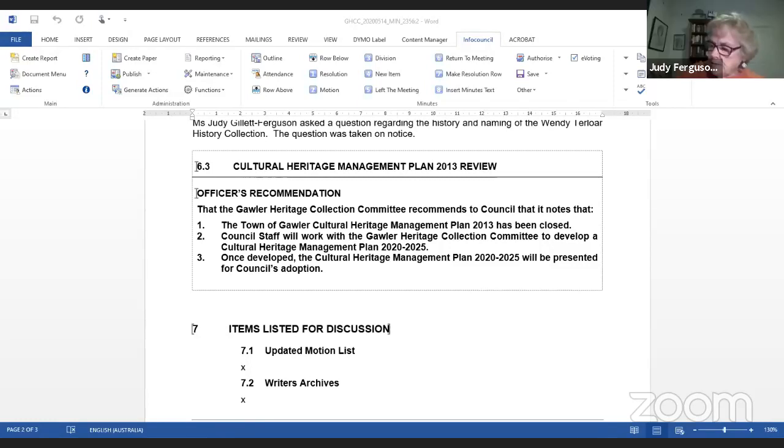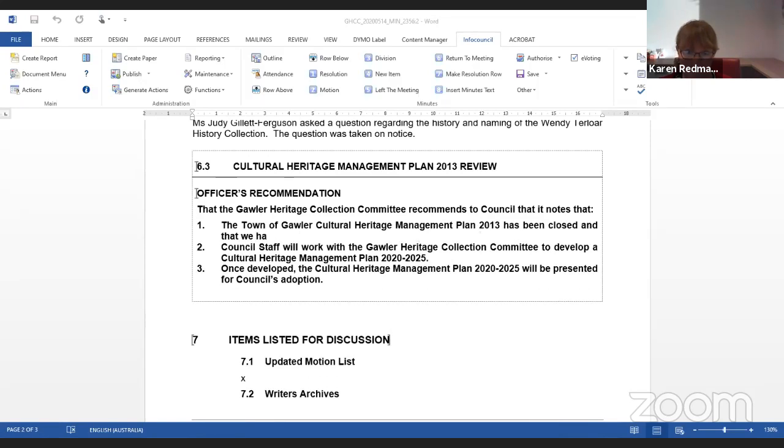Just if I can paraphrase you, Karen, point 1 there, would you just delete "has been closed" and put "be reviewed"? I think the Town of Gawler Plan 2013 review be noted. Just noted, not reviewed. Just noted. Okay, has been reviewed. That's your suggestion, and that we have a site visit. I think there needs to be a point 4, site visit. Okay. Any further discussion? Anyone else? Helen?